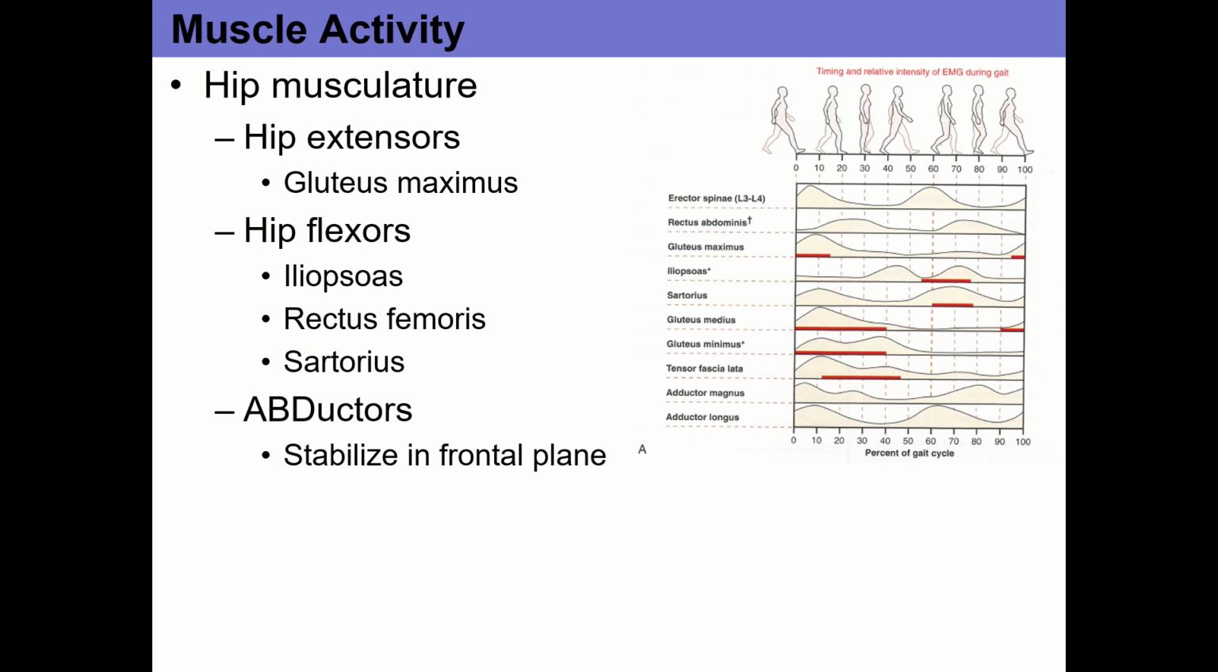The abductors, so again, primarily glute medius and glute minimus, their job, again, is going to be to eccentrically contract whenever we are moving into mid-stance on that weight-bearing leg, and then to concentrically contract to help hike the hip, to lift the non-weight-bearing side of the pelvis to help us move into the next step.